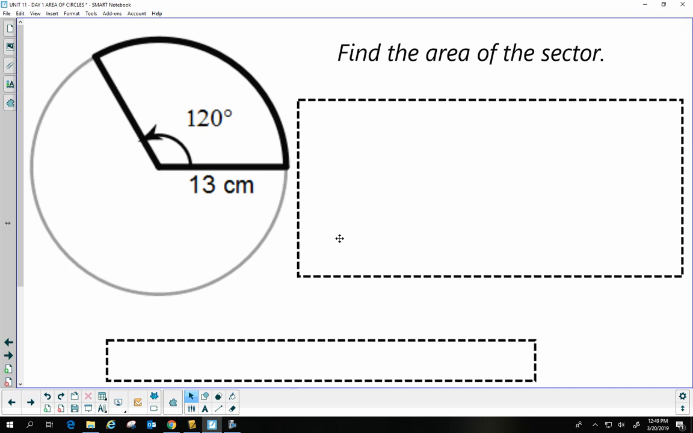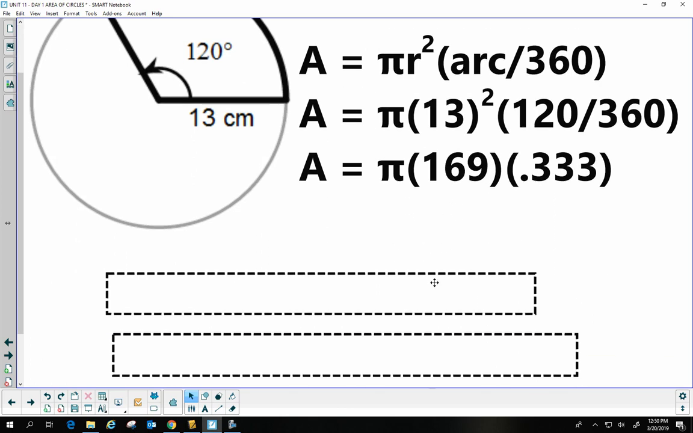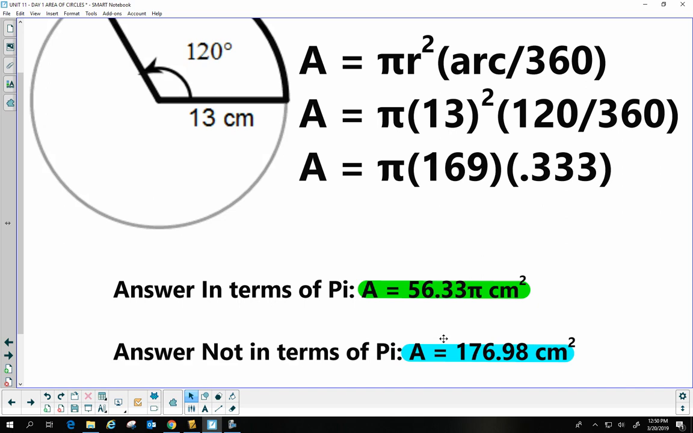So I want you to pause, and I want you to try this one on your own. So I plug in my 13 radius and my 120 arc angle. Looks like my sector is 33% of my whole circle. My whole circle has an area of 169 pi. So when I multiply that out, I get, in terms of pi, 56.33 pi centimeters squared, or 176.98 centimeters squared.